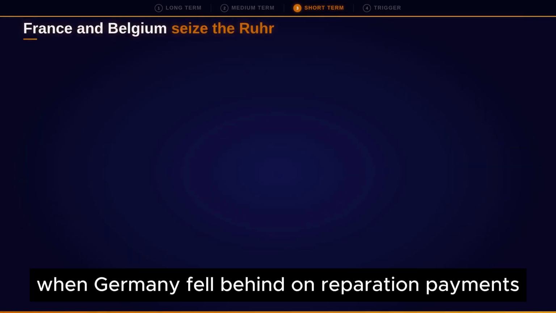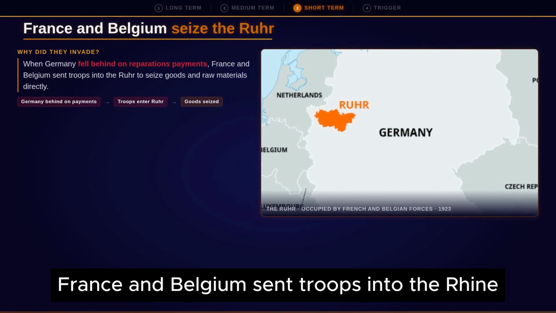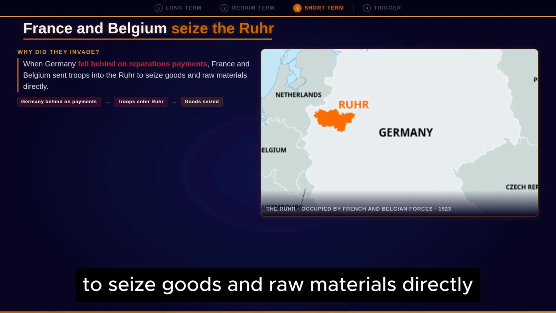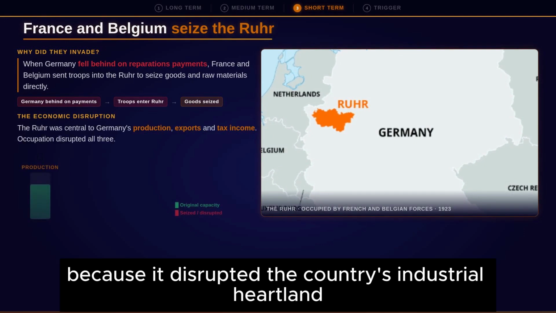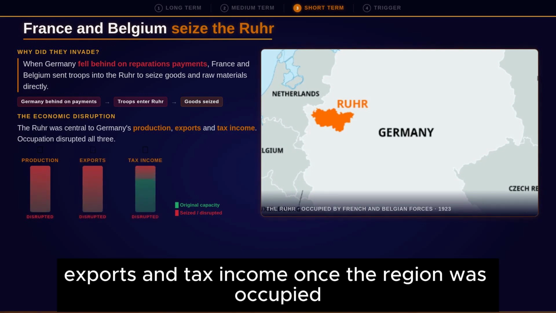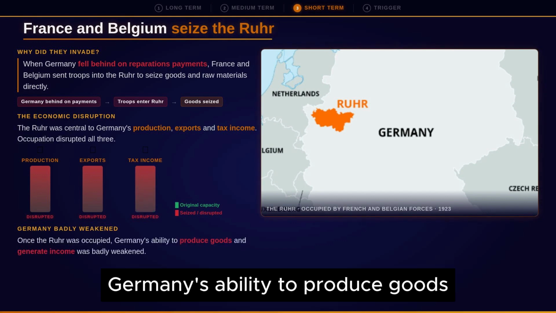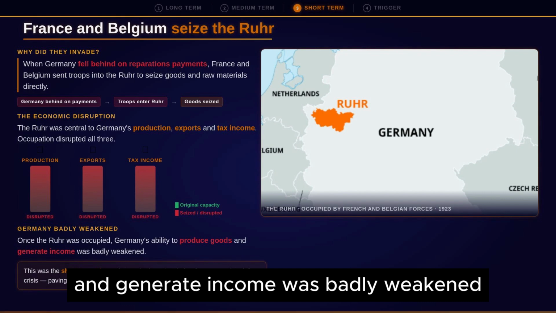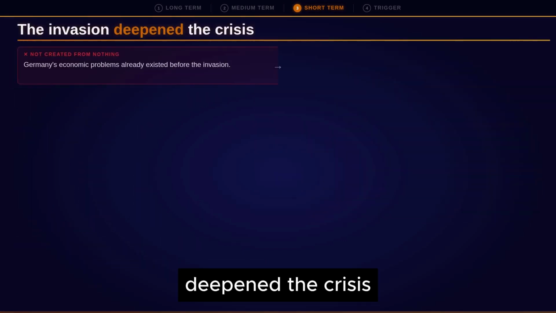When Germany fell behind on reparation payments, France and Belgium sent troops into the Ruhr to seize goods and raw materials directly. This invasion worsened Germany's economic position because it disrupted the country's industrial heartland. The Ruhr was central to German production, exports and tax income. Once the region was occupied, Germany's ability to produce goods and generate income was badly weakened. The invasion of the Ruhr, therefore, deepened the crisis.